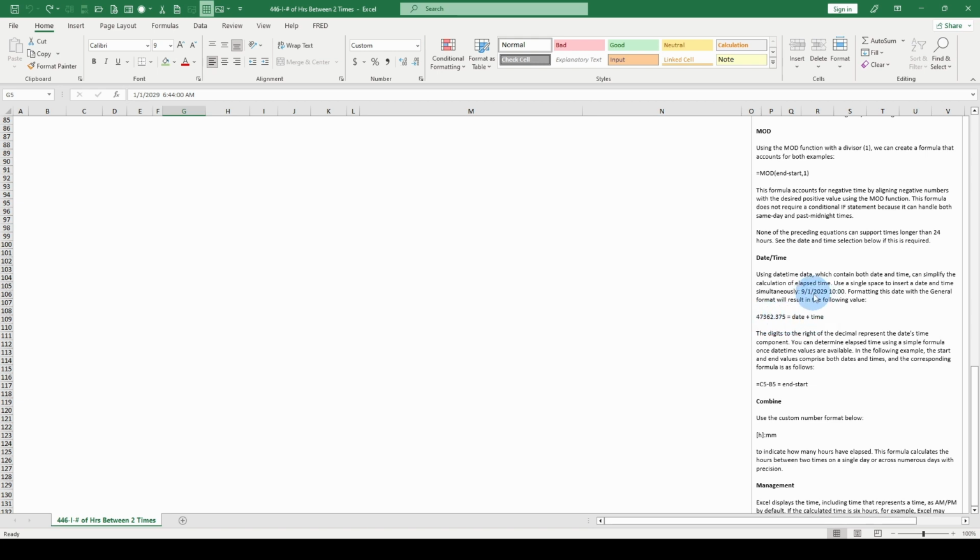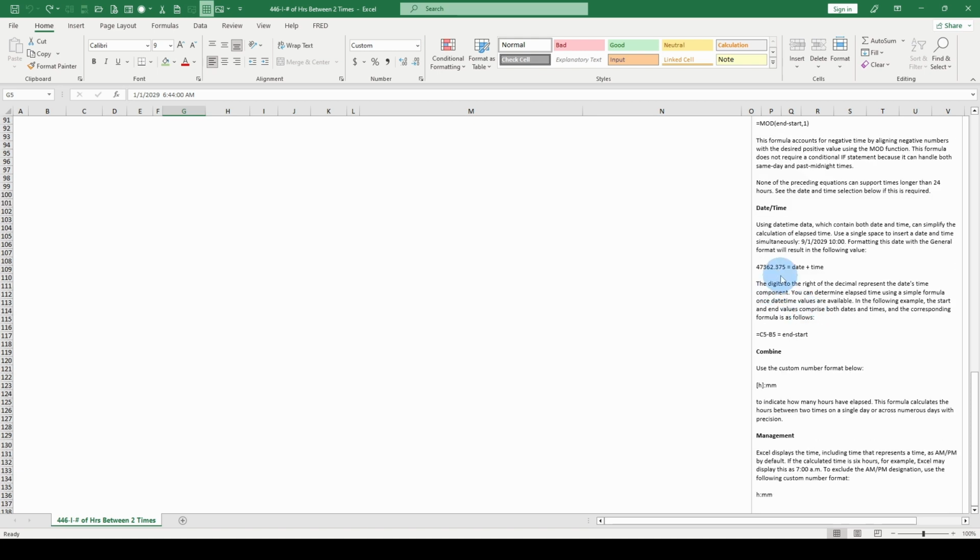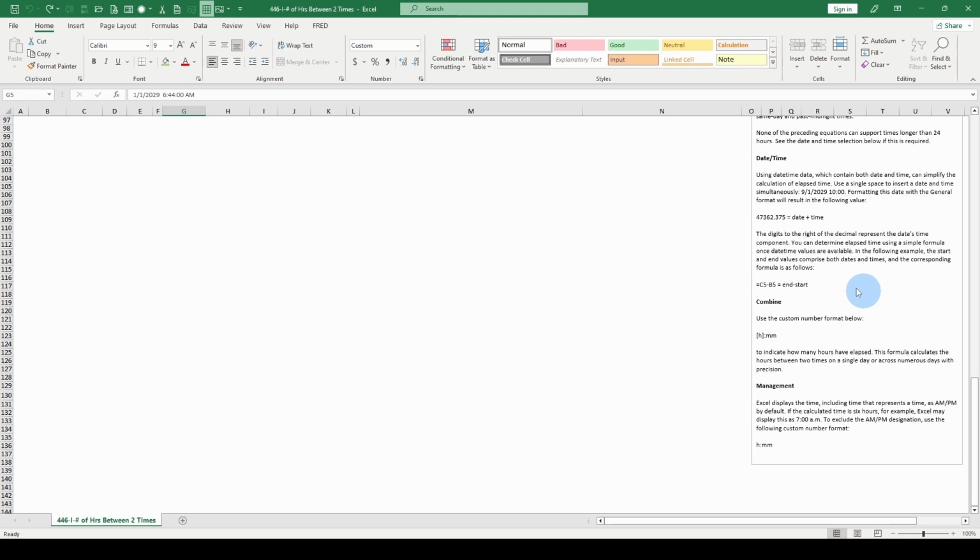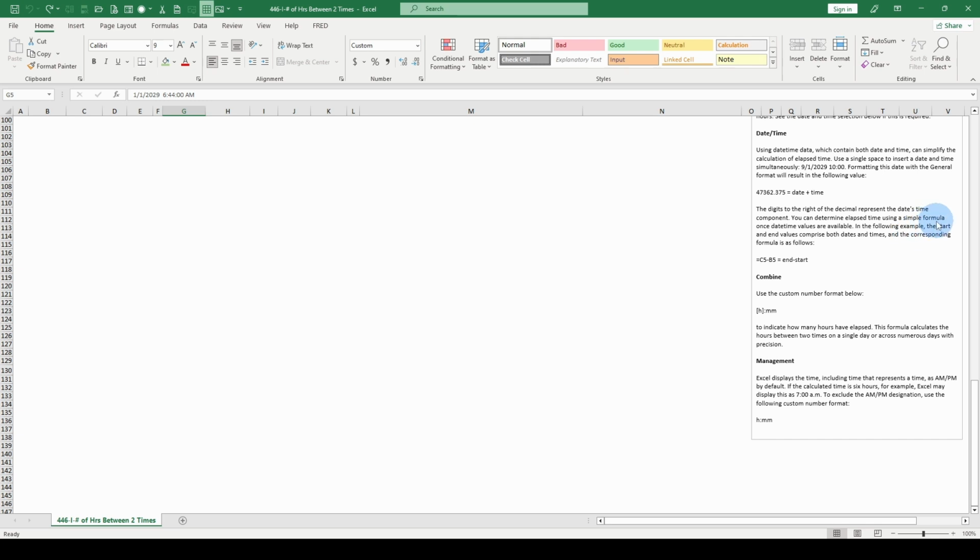You see this? We have the date and time, so we have this extracted number. The digits to the right of the decimal represent the time component. You can determine elapsed time using a simple formula once datetime values are available. In the following example, the start and end values comprise both dates and time.